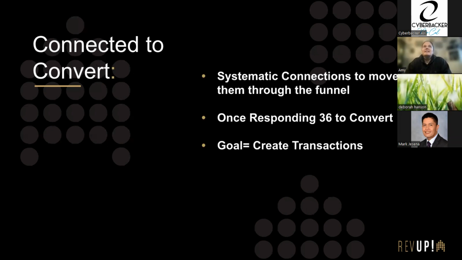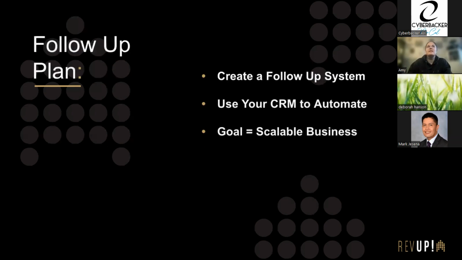Okay, connected to converted, right? So once we've got them captured, we move them to connected. Now we want to move them from connected to converted. Again, systematic connections to move them through the funnel. Once they're responding to us on either that 5x5, the 8x8, or the 19, then we're going to move them over to that 36 to convert with the goal of creating transactions. Okay, create transactions.